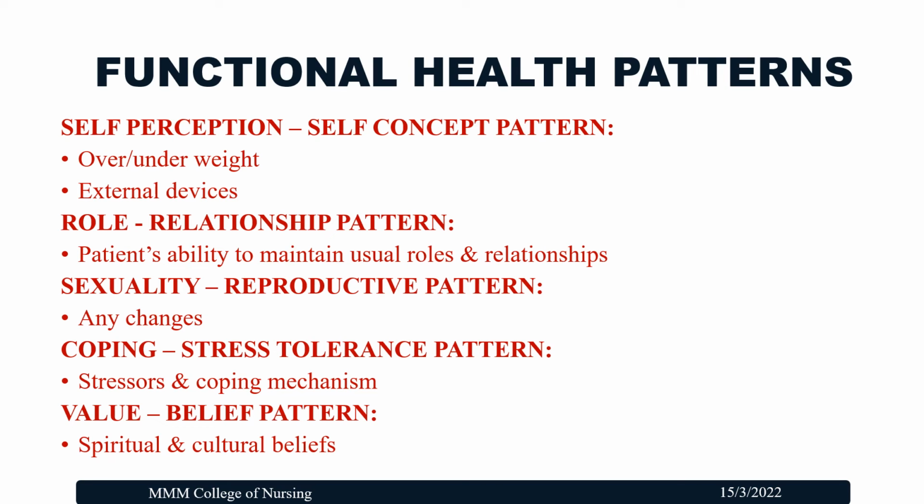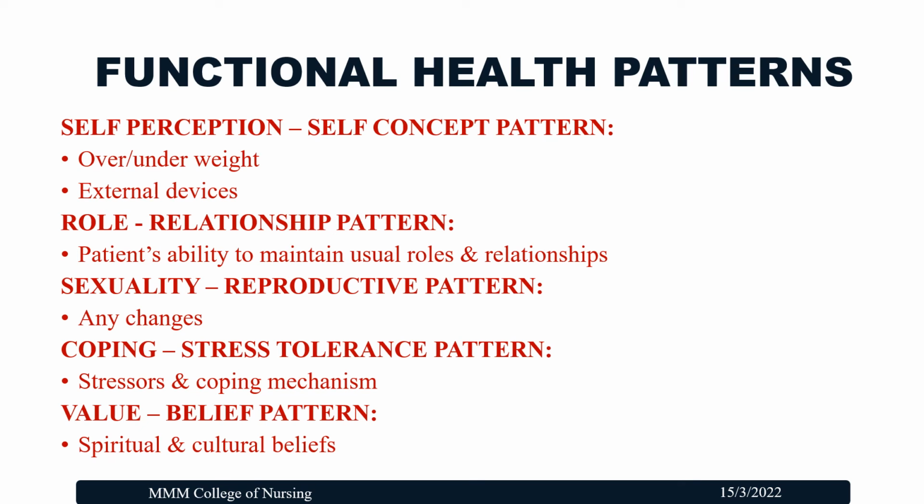In role relationship pattern, problems related to the GI system such as cirrhosis, hepatitis, ostomies, obesity, and carcinoma may alter the patient's ability to maintain usual roles and relationships. A chronic illness may necessitate leaving a job or reducing work hours. Changes in body image and self-esteem can also affect relationships.